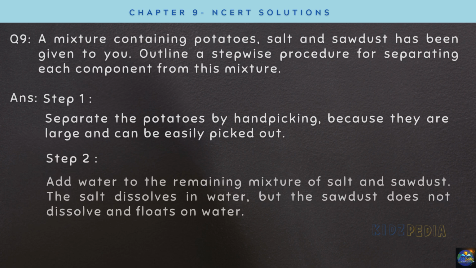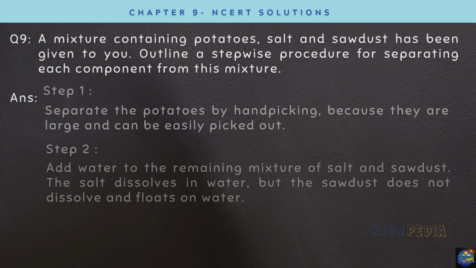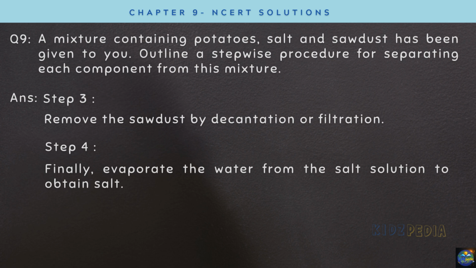Then next step, add water to the remaining mixture of salt and sawdust. The salt dissolves in water, but the sawdust does not dissolve and floats on water. Step 3, remove the sawdust by decantation or filtration. The floating sawdust can be removed either by carefully pouring off the liquid, that is decantation, or by filtration. So, step 4 is finally the salt solution can be kept in the sun so that the water evaporates, leaving solid salt behind. So, by using hand picking, decantation or filtration and evaporation, we can separate all the components of the mixture.